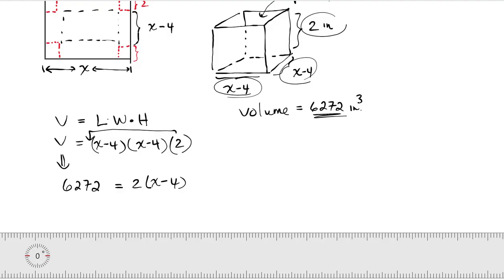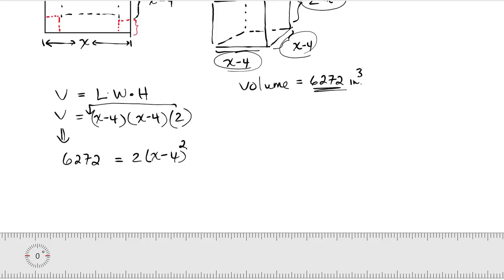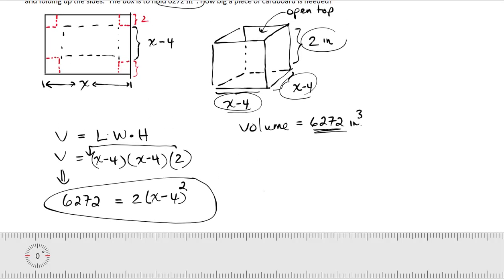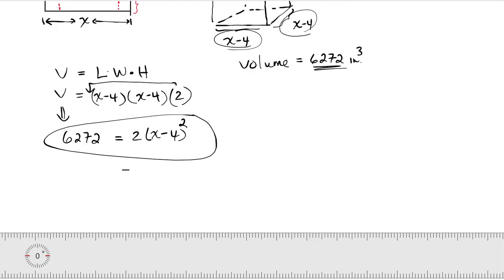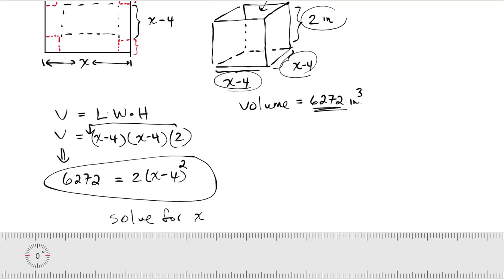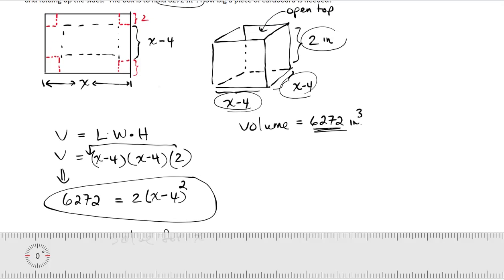neater. X minus 4, we have 2 of those factors, so let's go ahead and call it quantity squared. So this would be the equation that's necessary to solve for the dimensions of the cardboard. Notice that it's a quadratic equation, and the best approach to solve the statement is to use the square root property.